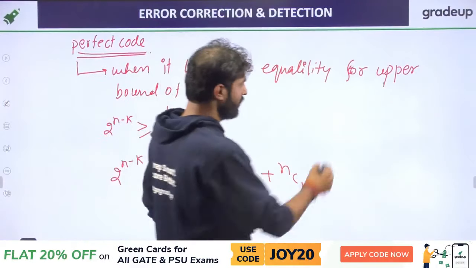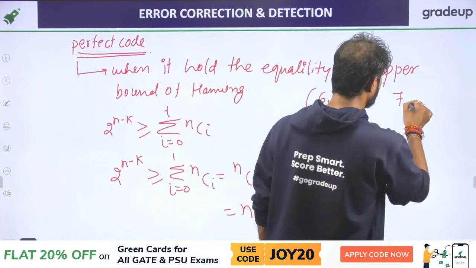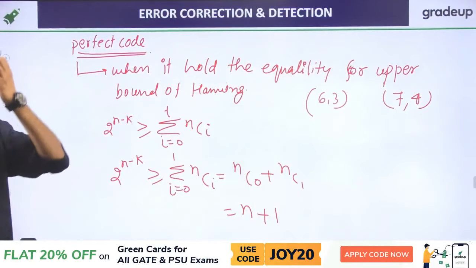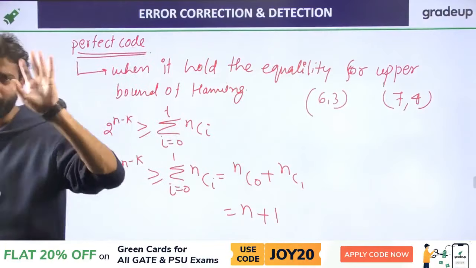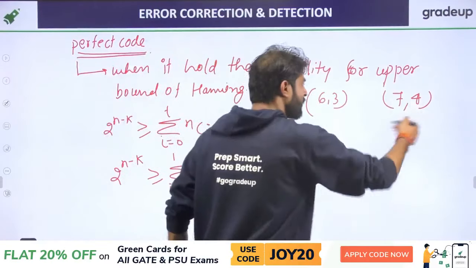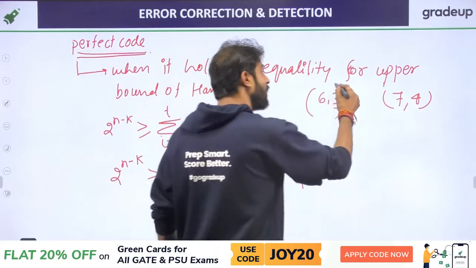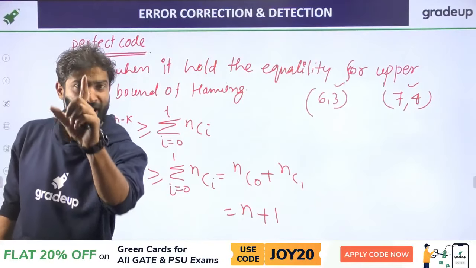Now just remember 2 codes. One is the (6,3) code, another one is the (7,4) code. I'm taking these 2 codes as an example, (6,3) and (7,4). Now, if you want to find out whether this code or that code is a perfect code for single bit error correction.